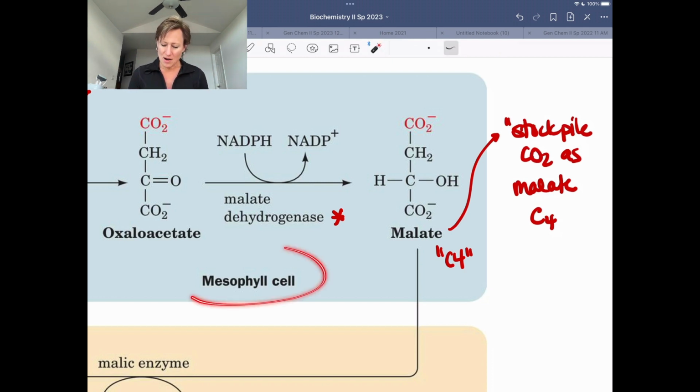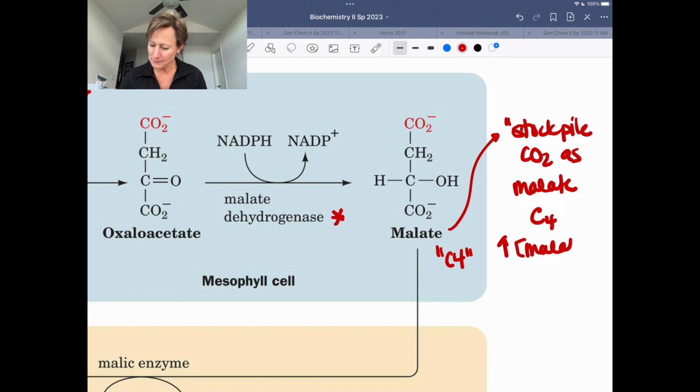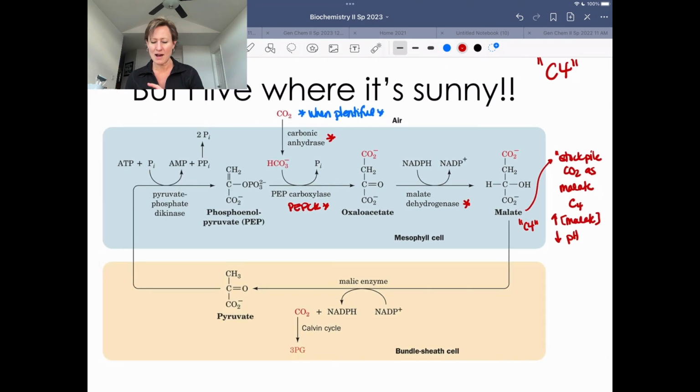So these are mesophyll cells, and that's where we're going to stockpile this malate. So mesophyll cells are going to be very high in concentration of malate, and they actually are going to have a fairly low pH because malate is a carboxylic acid. So we're going to be able to have a pH difference that we see in these. Okay, so this is how, when carbon dioxide is plentiful, C4 plants will stockpile it as malate. They'll put it in a separate cell, so it's sequestered away from the bundle sheath cells.